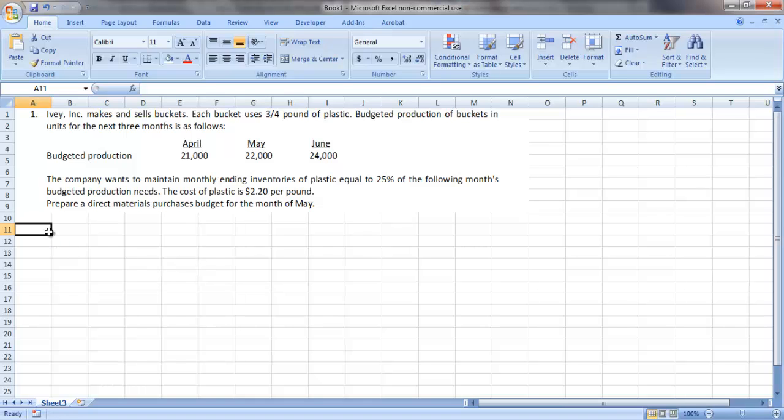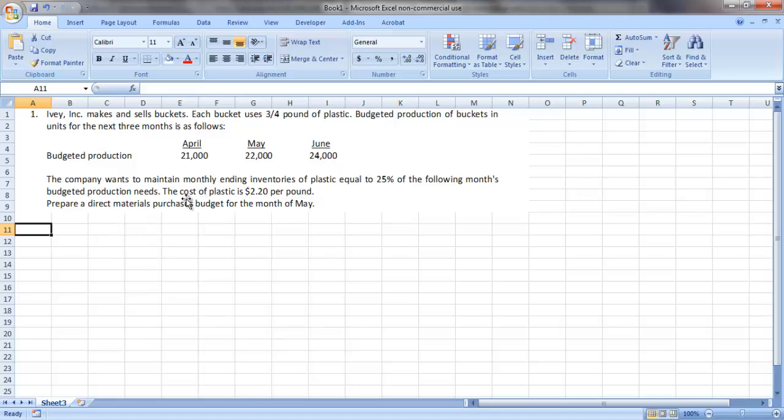In this demonstration, we are going to look at how to prepare a direct materials purchases budget. So if we look at our sample data, we read that Ivy Inc. makes and sells buckets. Each bucket requires 3/4 pound of plastic to produce. Budgeted production of buckets in units for the next 3 months is as follows. We're going to make 21,000 buckets in April, 22,000 in May, and 24,000 in June.